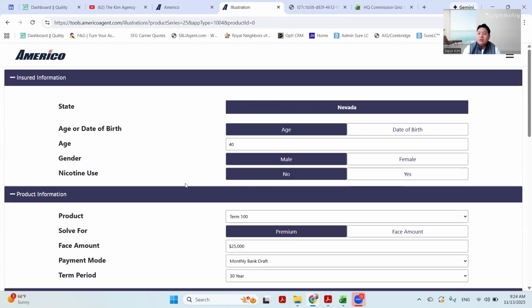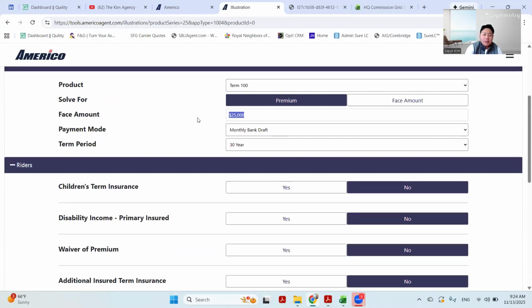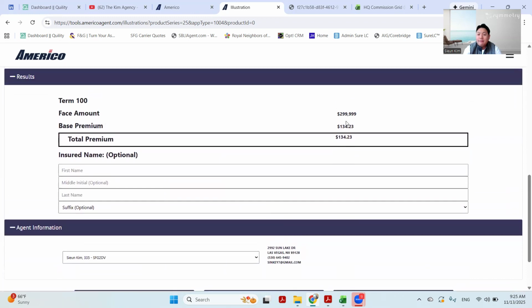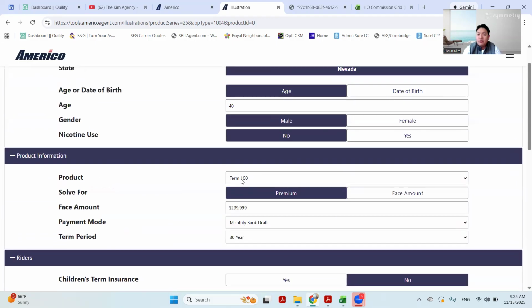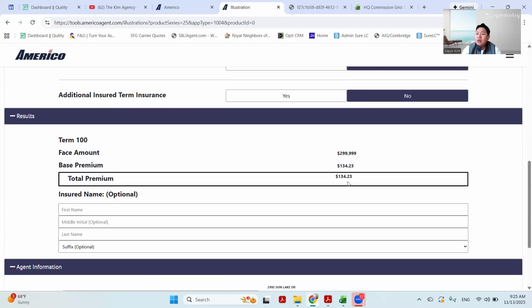So cool, let's just compare with the term 100 as an example. 40 male, and then let's go ahead and do a face amount of 300,000, or yeah, 300,000. Doesn't matter. 30 years. So the only thing we changed was what? The type of product. Instead of the decreasing death benefit, we did a term 100, which pays out $299,999 whether the client dies in the first year or the 30th year. It stays level, right? This is the general term we sell. The price is how much? It's 134. So it's only about a $30 difference, right?